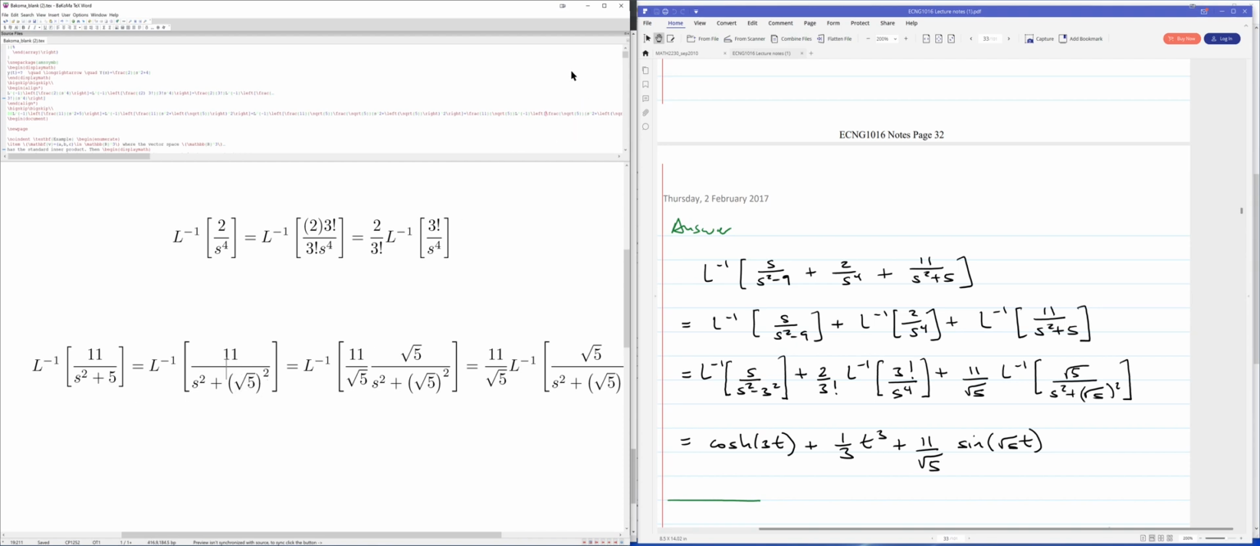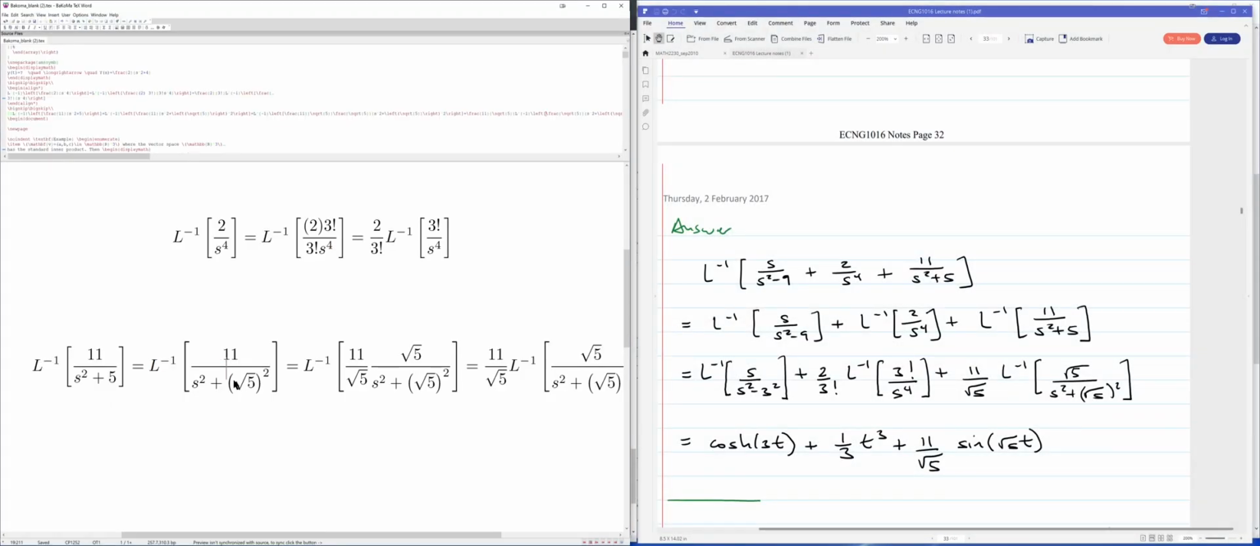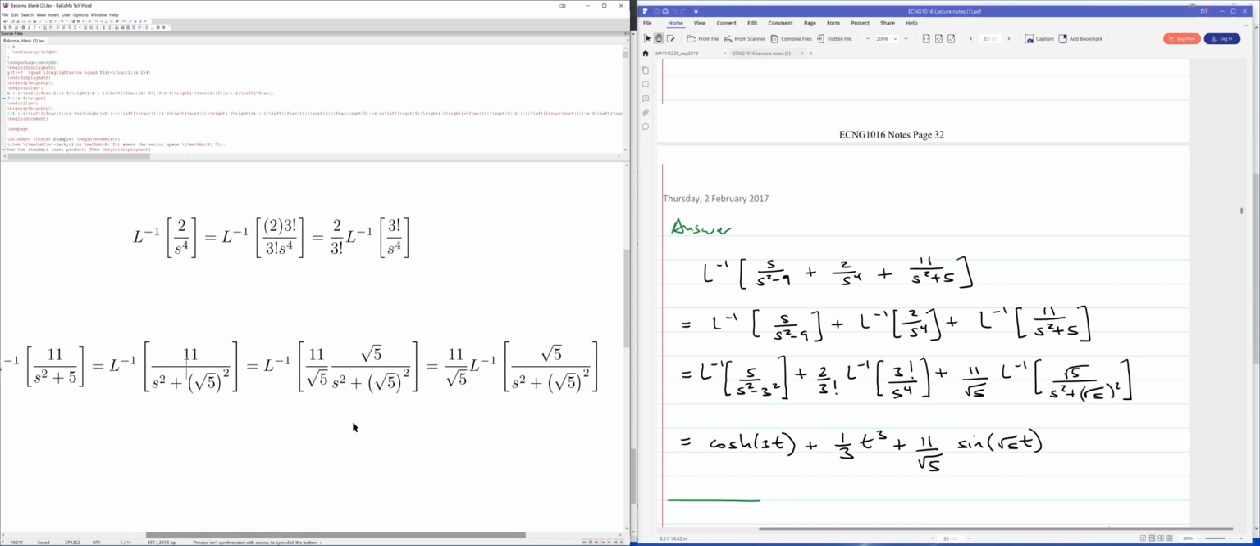Next, notice that if I have s squared plus k squared here, I need the k on top. So I need a square root of 5 on top to directly use my formula. If I have k squared, I need k on top, and in this case the k is square root of 5. So if I have square root of 5 squared here, I need square root of 5 on top. I'm just going to adjust the constants a little bit. I'm not changing anything, I'm just rearranging it.